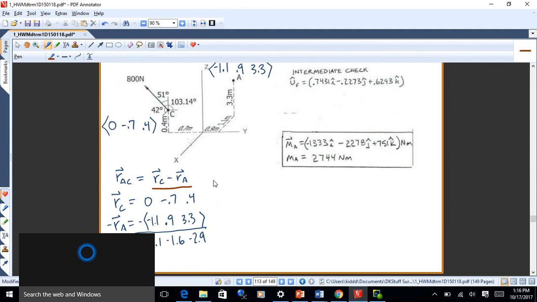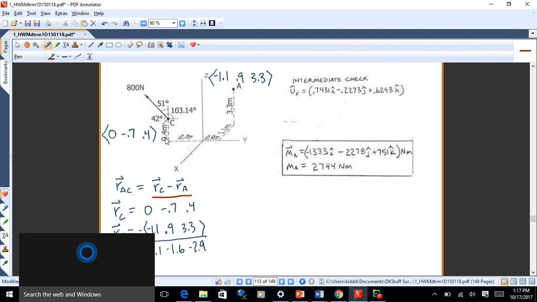Okay, so I've got coordinates on these points. Notice that point C doesn't have any dimension line in the x direction coming to it, so it has a 0 for x, okay? Sometimes that might throw people a bit, but if you have no line, you've got no dimension, okay? So that's pretty straightforward. Negative 0.7 in the y, 0.4 in the z.